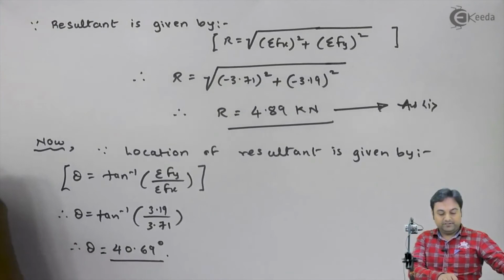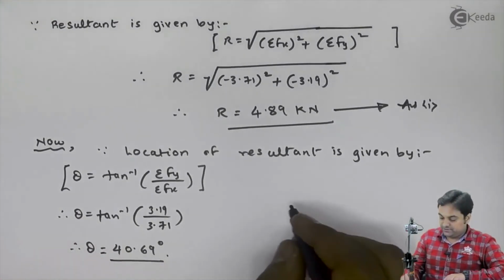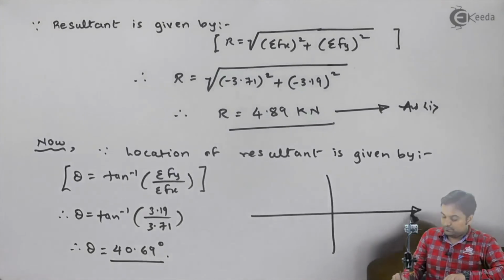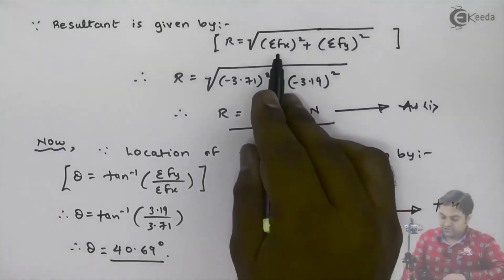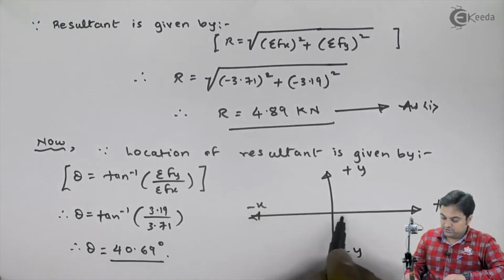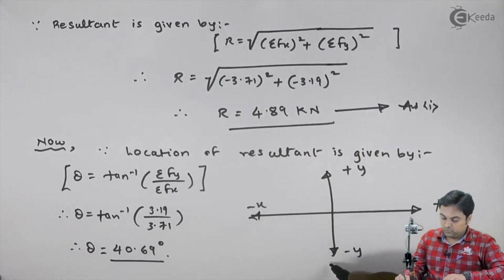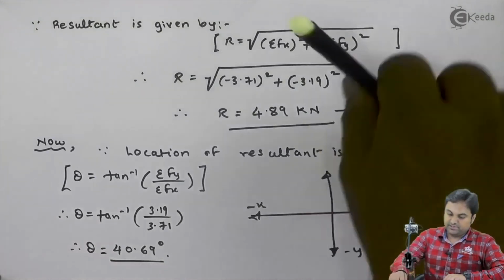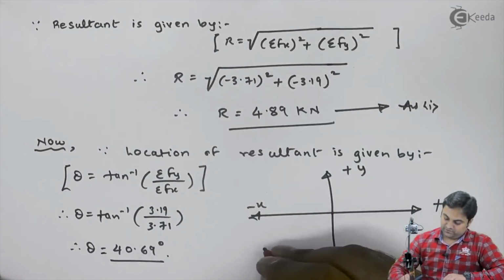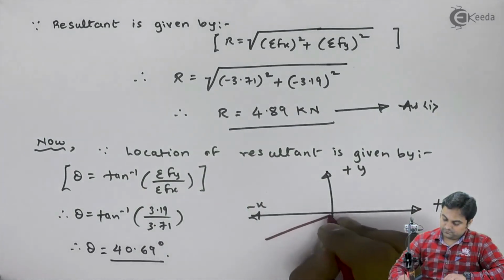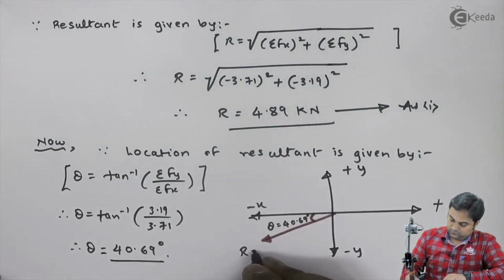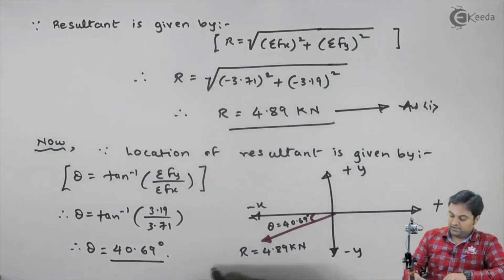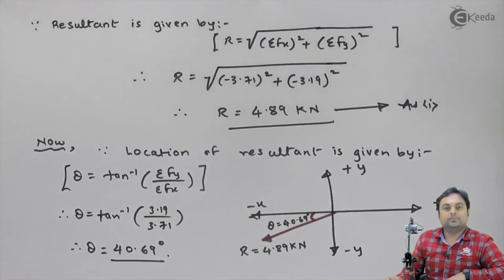Now, after getting theta, I can easily locate the resultant. Since summation Fx is negative, towards left, and summation Fy is negative, downward, it means theta is in the third quadrant. Its value is 40.69 with respect to horizontal. So here I have located the resultant, and with this the problem gets complete.